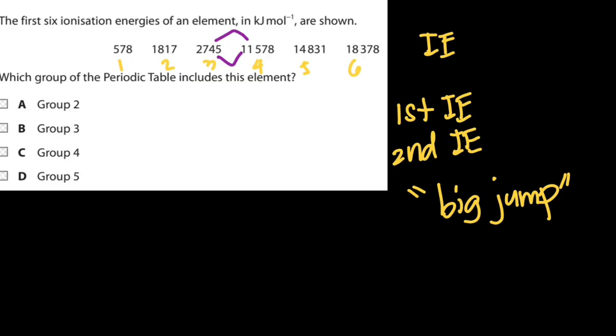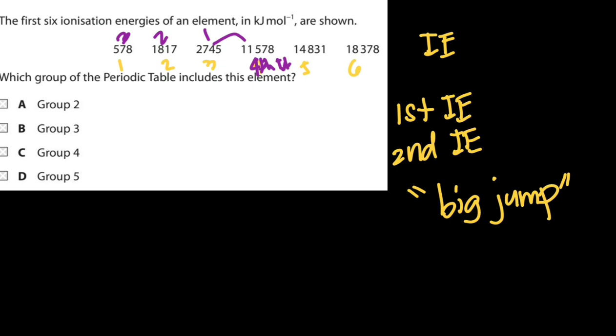Once we have identified the big jump in the values, which in this case is between the third and the fourth ionization energies, we now count the number of electrons before the big jump. The big jump occurs on the fourth ionization energy. So we count the number of electrons before the big jump: 1, 2, 3. So we have 3 electrons before the big jump.